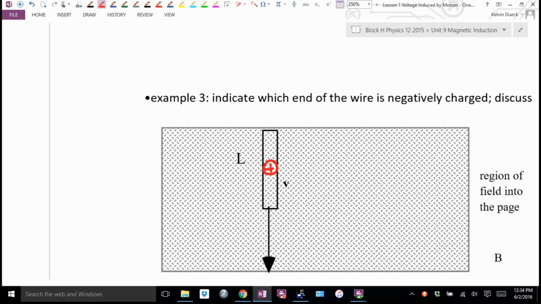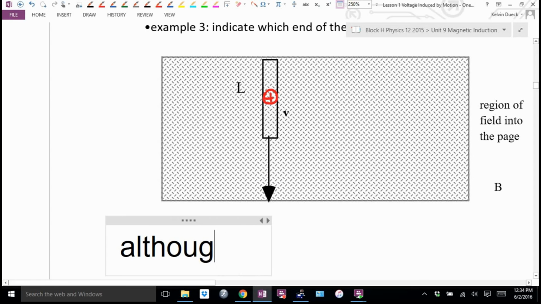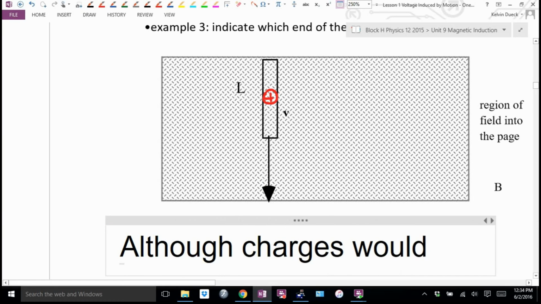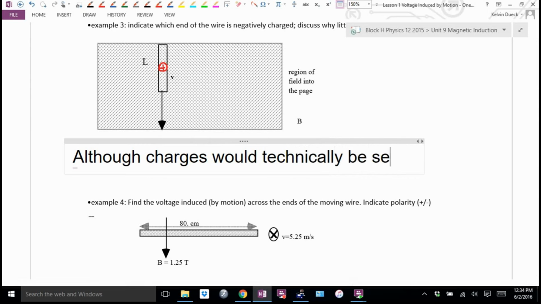Now here's the problem. If the wire is oriented that way and it's a thin wire, is there really anywhere for those positives to go to the right? Is there really anywhere for those negatives to go? You're not going to be able to separate the charges because there's no distance. I mean, okay, the wire has a tiny bit of thickness, but really, you're not accomplishing much at all. This is why they have to be perpendicular. So you can make a little note here. Although charges would technically be separated, there is nowhere for them to go.